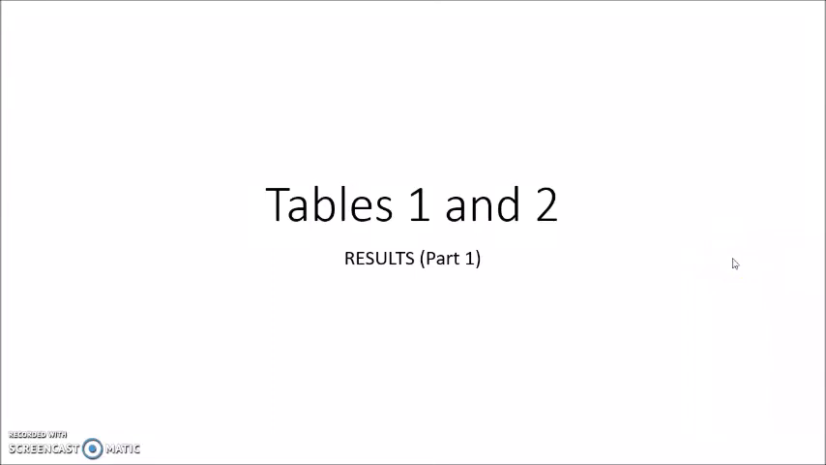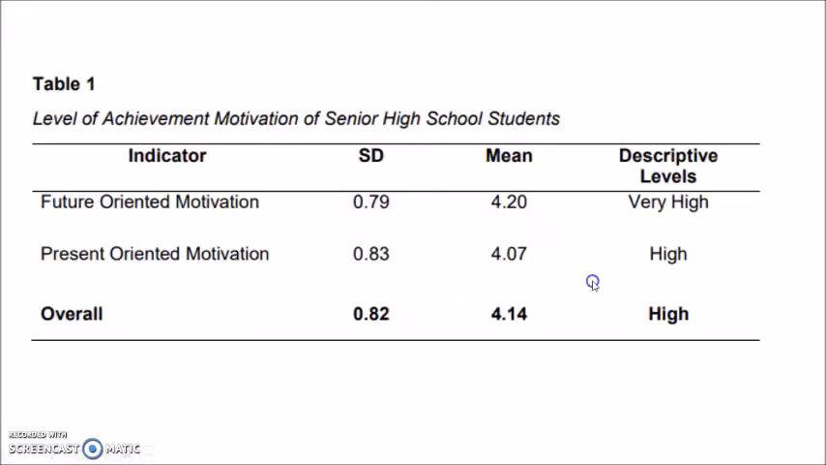In this video, we are going to discuss how to present your results in tables coming from your computations in Excel. In your results in Chapter 3, there are 3 main tables. Table 1 would be for your first variable. Table 2 would be for your second variable. And Table 3 would be for the correlation between the two variables. Okay, so let's discuss first Table 1.